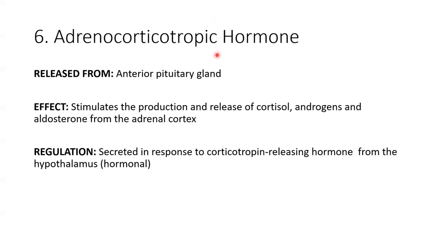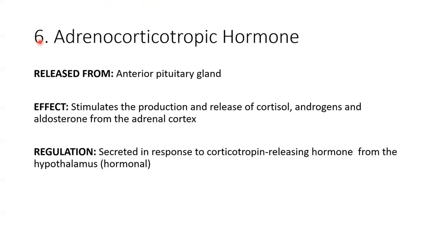Now, adrenocorticotropic hormone, also referred to as ACTH, controls the production and the secretion of cortisol and other hormones by the cortex of the adrenal glands. So if you break down the name of this hormone, we've got adrenal cortex, and tropic is a hormone that stimulates another hormone. So this hormone stimulates the production of hormones from the adrenal cortex.